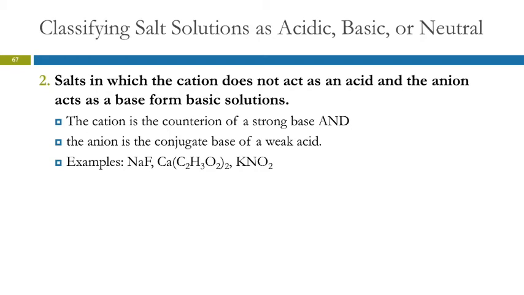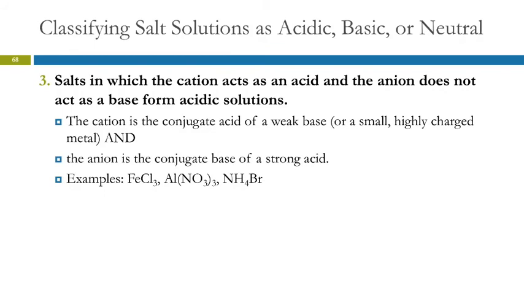A salt where the cation does not act as an acid, but the anion acts as a base. Well, this is going to make a basic solution, right? So here you've got cation comes from a strong base, anion comes from a weak acid. We're going to have a basic solution. And then we've got the opposite. The cation acts as an acid, the anion does not act as a base. So this is going to be an acidic solution.